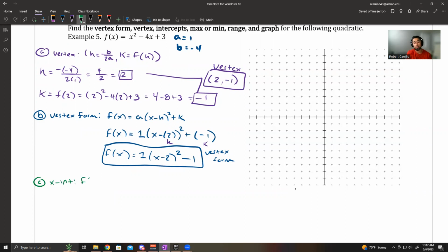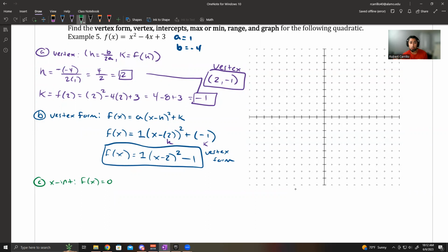So with the x-intercept, we let f of x or y equals 0. And you have two choices here. You can set the original function equal to 0 and solve for your x-intercepts, or you can set your vertex form equal to 0 and solve for your x-intercepts.